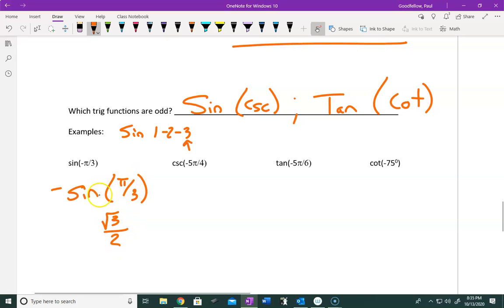You have to evaluate what quadrant it's in before you apply the negative. It's going to be positive, but then the negative would make it negative. There you go. And there's your answer.